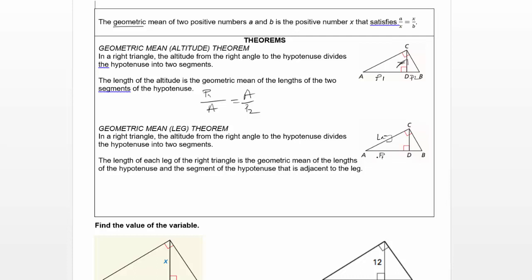The leg is the geometric mean of this part and the entire hypotenuse, the whole thing, which is a fancy way of saying that this ratio will always be true. If you compare the part of the hypotenuse to the leg, that's the same as comparing that leg's length to the whole hypotenuse.